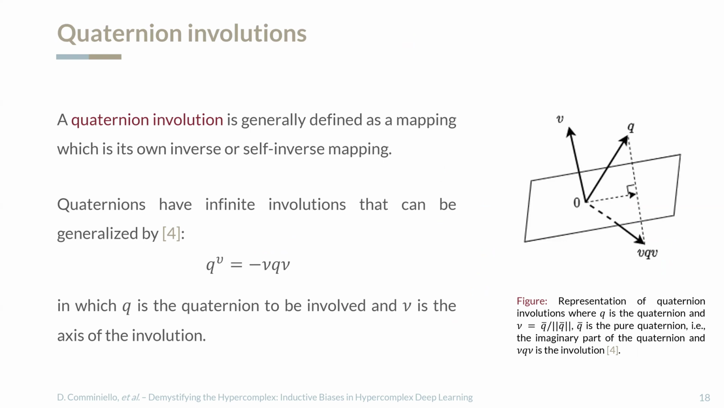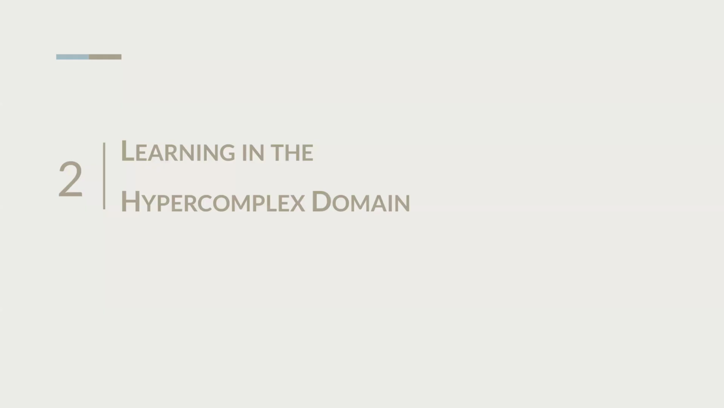Also, another property is the quaternion involution. So the involution is a kind of mapping of a quaternion to its inverse, a self-inverse mapping. So it is a kind of geometrical property, but it is very, very important because we can explore and understand some kind of correlations between vectors and signals in the quaternion domain.